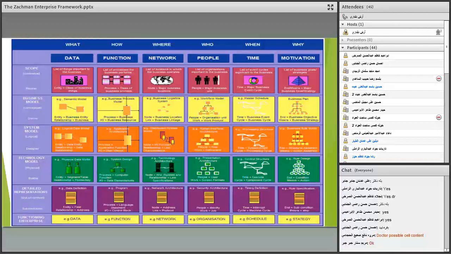Now we're going to talk about each column, and we're going to discuss the details within each column.